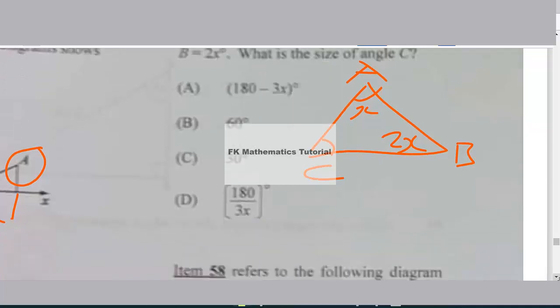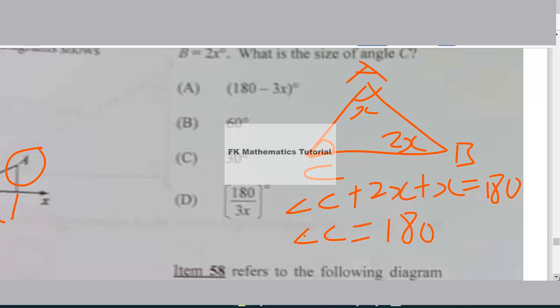So the one left, angle C plus 2x plus x should be equal to 180. So angle C will be equal to 180 minus 3x. So the correct answer is option A.